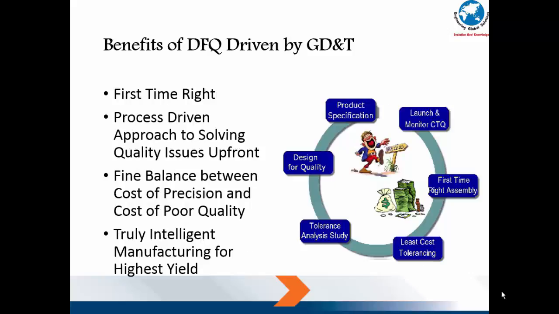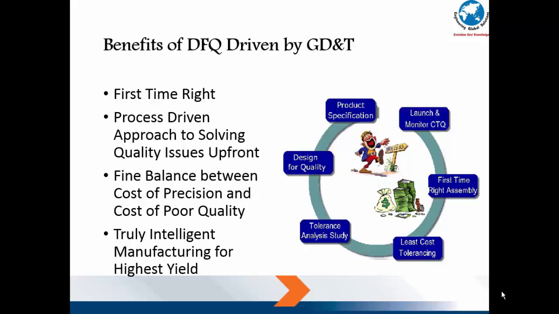The benefits of the DFQ driven by the GD&T process. First time right is a practical reality. The DFQ driven process prevents the cyclical design-build-correct process. The manual process of correcting the tolerances and rework after tooling or production is a painful surgical process that we need to avoid. A process-driven approach to solving quality issues upfront is a reality.